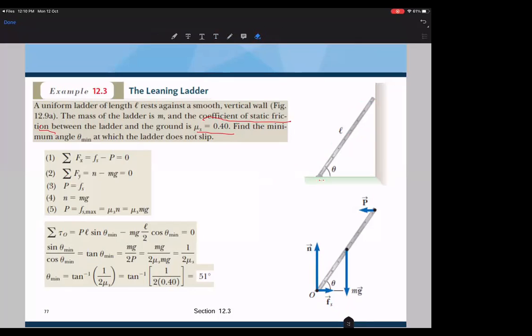So what are the equations that we could set up? X direction, Y direction, and we could also have the net torque about, in this case, the point O. So we are trying to find out the minimum angle, theta minimum, at which the ladder is not slipping.